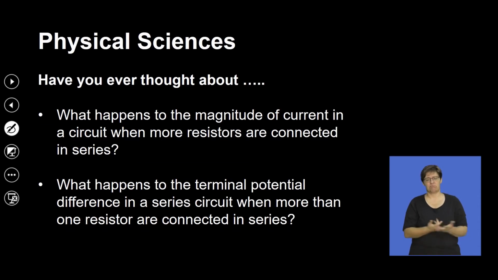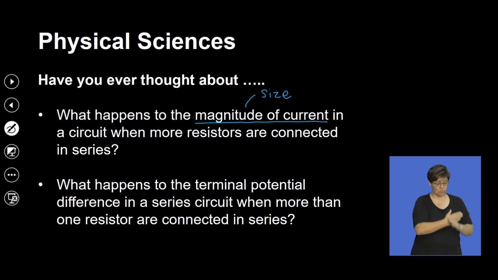Now, this is the thought that's going to guide our discussion for today. Have you ever thought about what happens to the magnitude of current? I'll underline that. That's the main idea. So when we talk about magnitude of a quantity, we're actually talking about its size, how much current passes through a point per unit time, when we have more resistors connected in series.